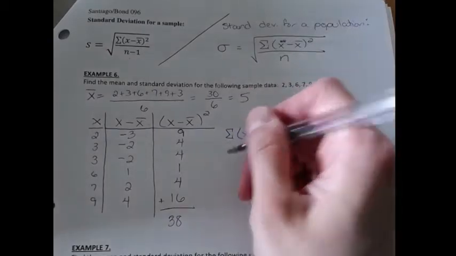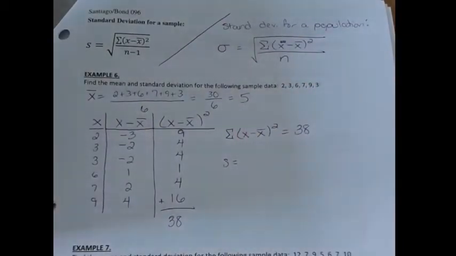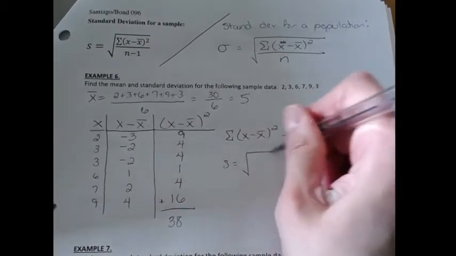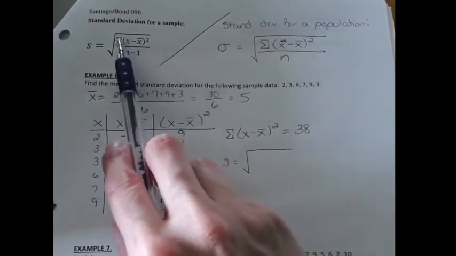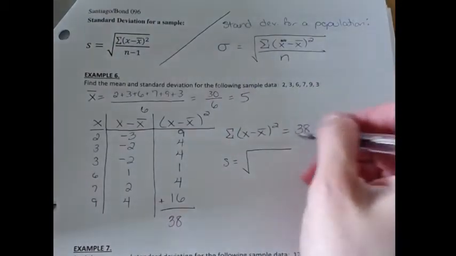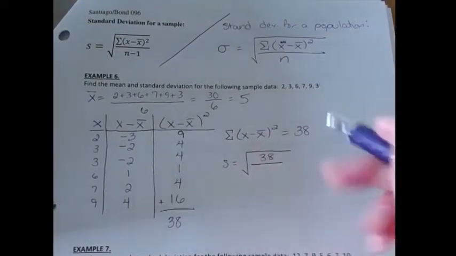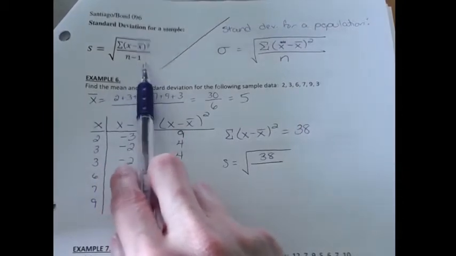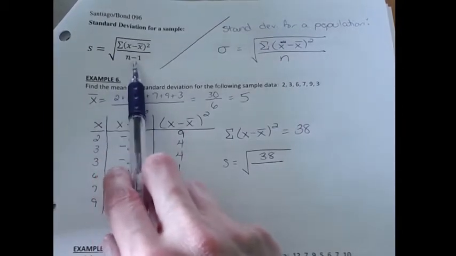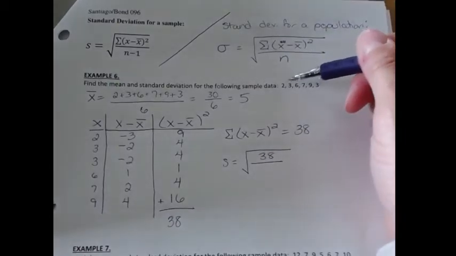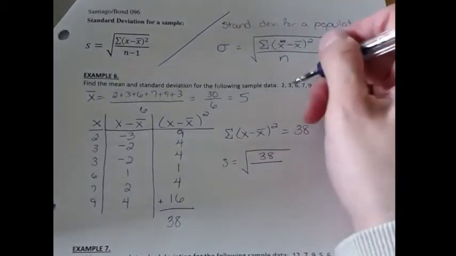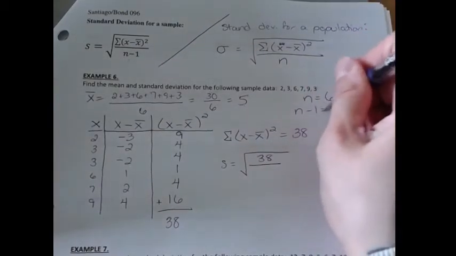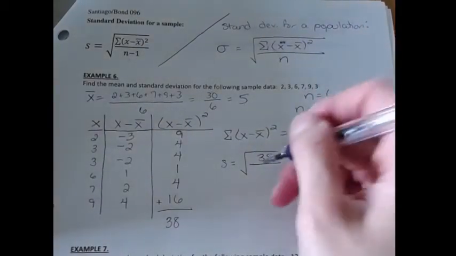Next, according to our formula, we're going to notice that s, our standard deviation, is found by taking the square root of the sum of our squared differences, which is 38, divided by the number of values we have minus 1. So 1 less than the total number of values. In this case, we have 1, 2, 3, 4, 5, 6. So our n is equal to 6, which means n minus 1 is equal to 5.